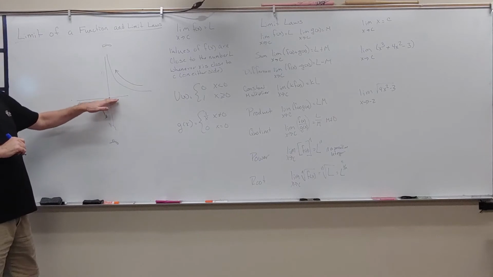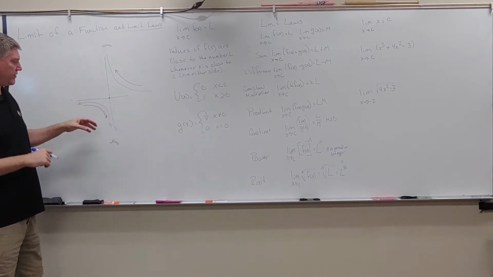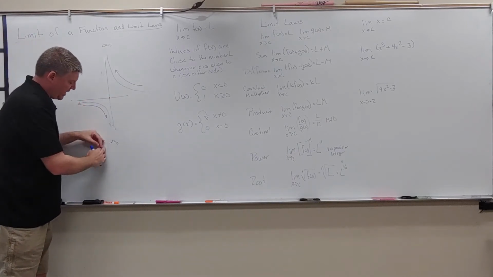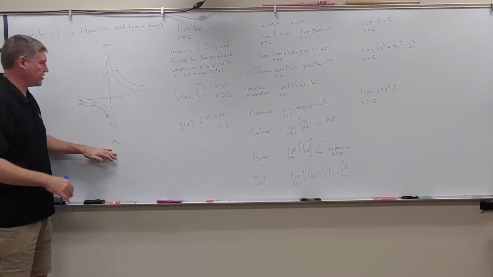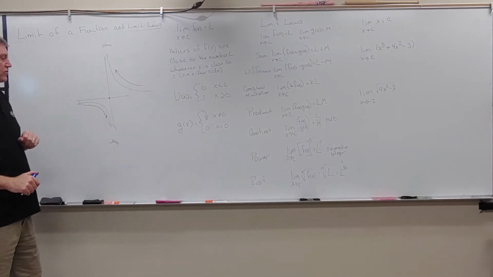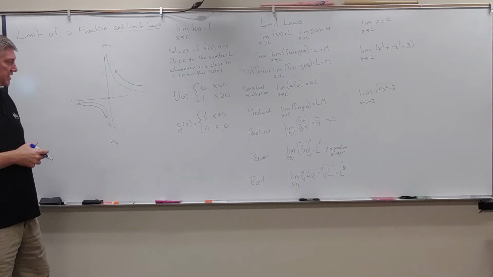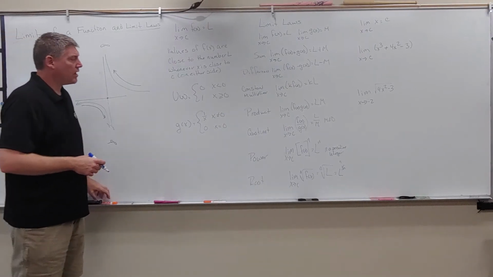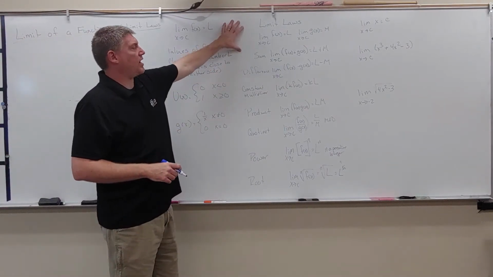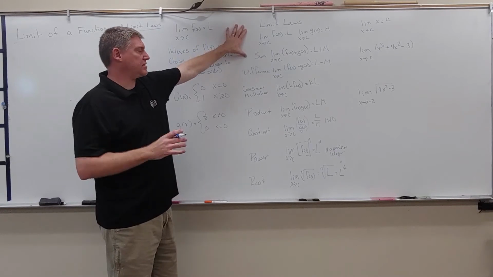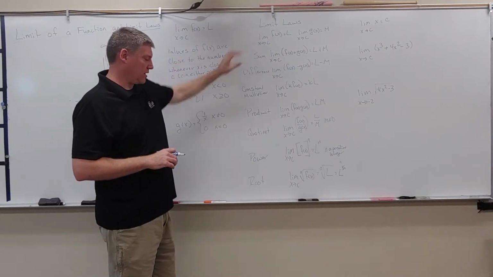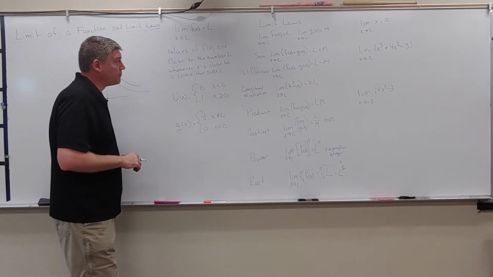So even though I'm defined at 0, I don't have a limit because the left side, values less than, is going to negative infinity, and values to the right are going to positive infinity. All right? So now we're going to talk about our limit laws. And this is where we're going to look at a lot of information.